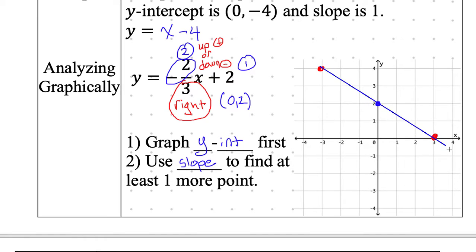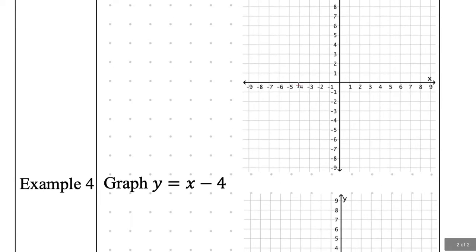Let's go ahead and use some technology. You guys will be using a ruler, and it should go like that. Cool, cool. So you guys now are going to be doing example.